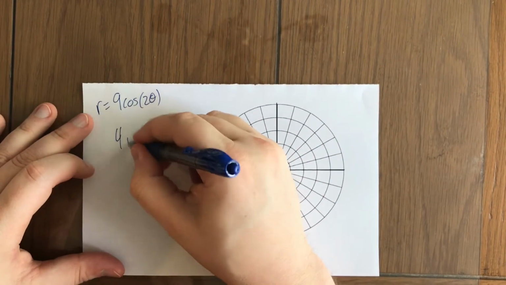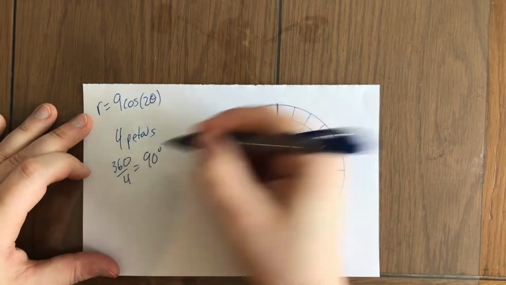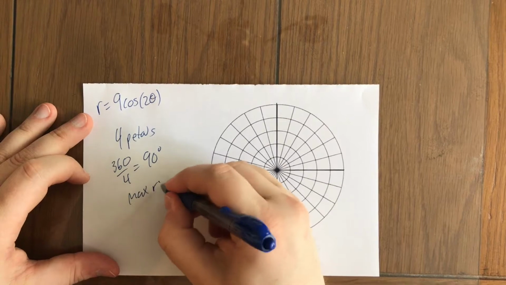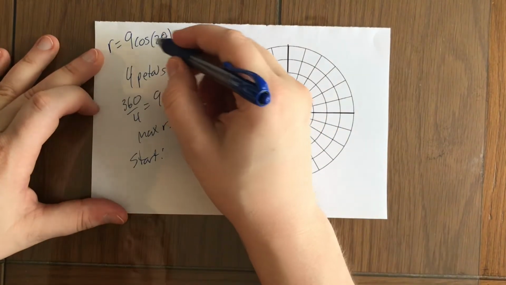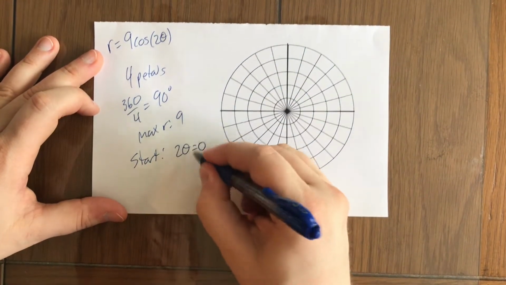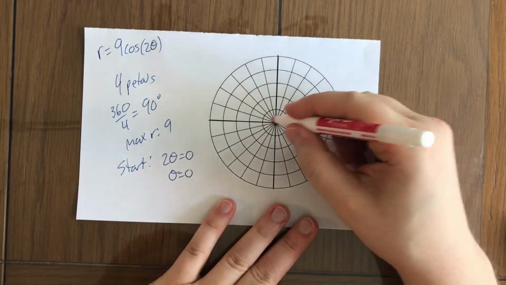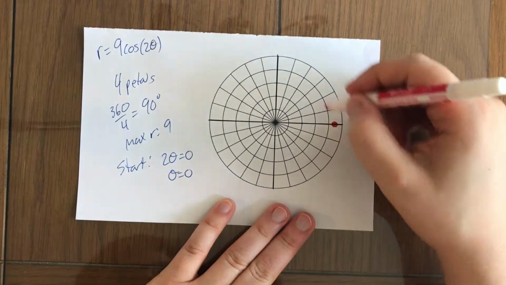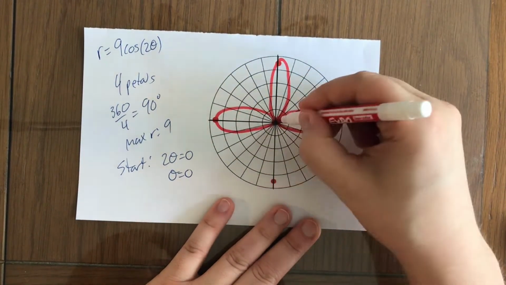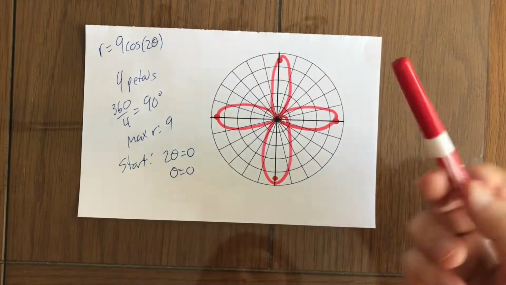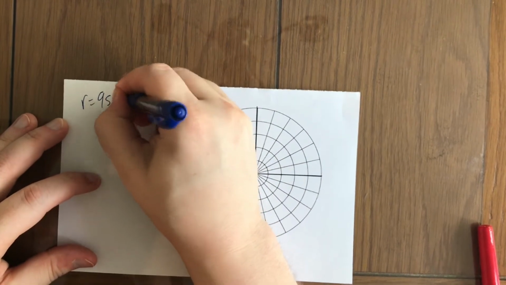Okie dokie, next one, let's use our shortcut here. We know this is going to have 4 petals, twice the number on the inside, one's even. That means that each one of them is 90 degrees away from them. The max r is going to be 9, and I want to know where this thing starts. So it starts with cosine at 0. So I do 2 theta equals 0, so theta is going to equal 0. All right, so I'm going to pretend my scale is by 2, so max radius of 9 is going to be right there, and then I just go 90 apart. And then I draw. So here are my 4-leaf, 4-petal rose curve.